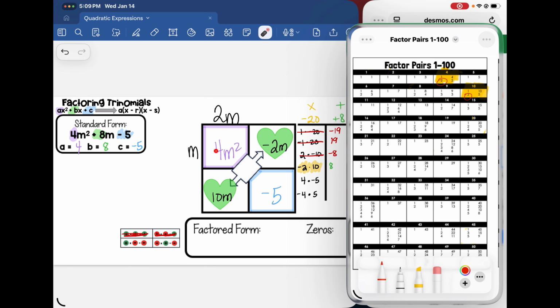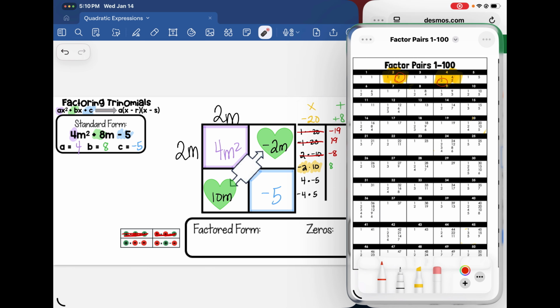Well, what about this row? What would be the greatest common factor between 4 and negative 2? So I find my factors of 4 and my factors of 2. What is the biggest number that they have in common? A 2. So that means on the outside of this row, I can put a 2. And then we're going to check 2m times 2m, 2 times 2, 4, m times m, m squared.